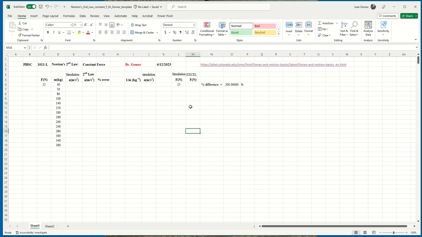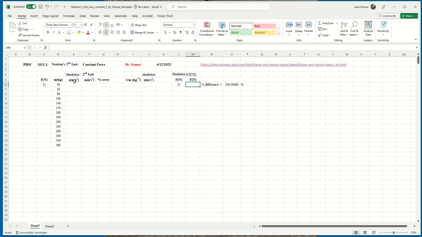And then again, the slope of that graph, how to do that, we'll get to in a minute. The slope of that graph is going to be the applied force. So here is the applied force from the simulation, which we set at 25. I just copy that value there. Then here, see it says Excel. This is going to be the slope of your graph.